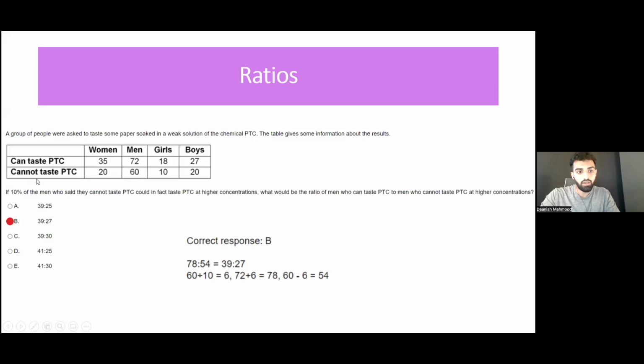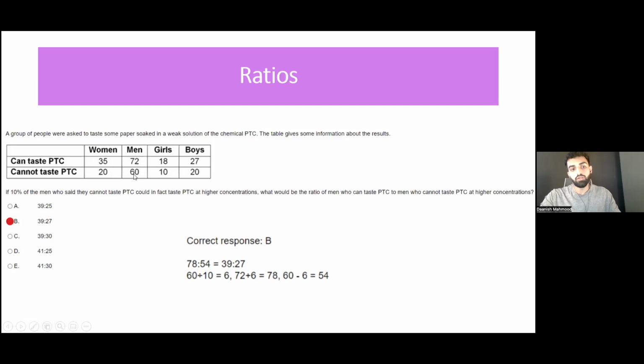So men cannot taste PTC. There are 60. 10% of those men would be 6. This is something you can calculate in your head. You just divide it by 10. If they could, in fact, taste PTC at higher concentrations, that means that the number here of men who cannot taste should be reduced by 6, because 10% of them said that they can actually taste it. So what would the ratio of men who can taste PTC to men who cannot taste PTC at higher concentrations be? What they've done is they found out that it's 10%, which is 6, and those 6 people can actually taste it, so you add it onto the 72, which gives you the 78.